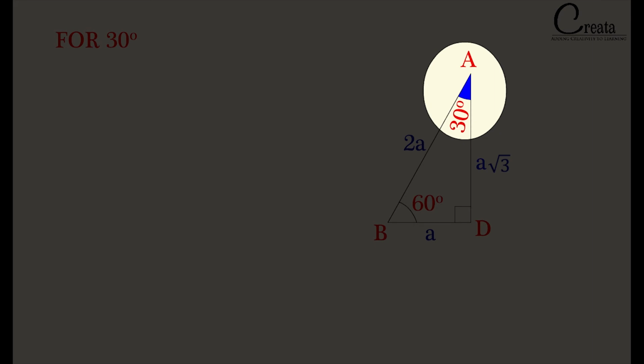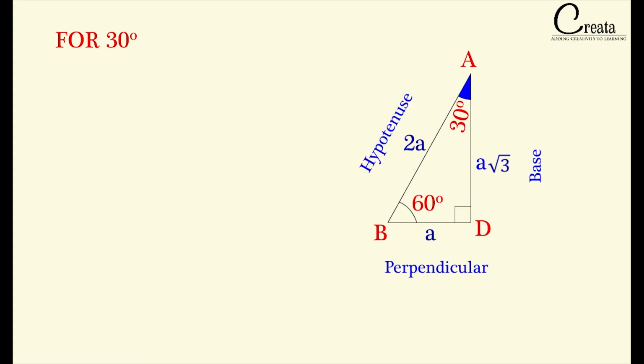For this 30° angle, perpendicular will be the side which is opposite to this angle. That will be BD, that is A. So for angle 30°, perpendicular is BD, that is A. And base is the side which is between angle 30° and 90° angle. So AD will be base for 30° angle, that is A root 3. The remaining side AB will be hypotenuse, which is the same for both angle 30° and 60°. We have already seen that hypotenuse is not interchanged. Only base and perpendicular are interchanged.